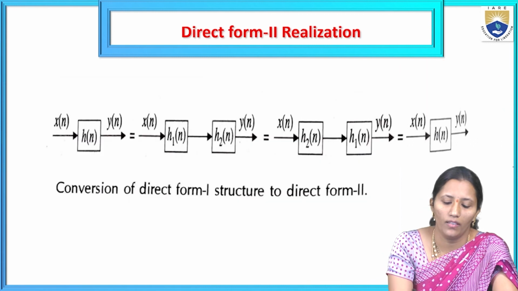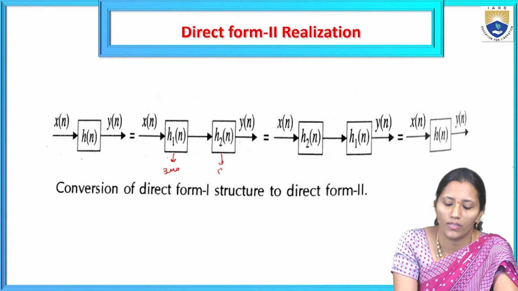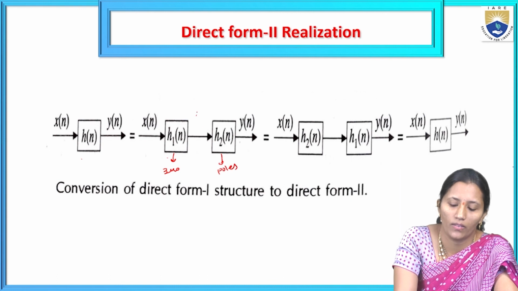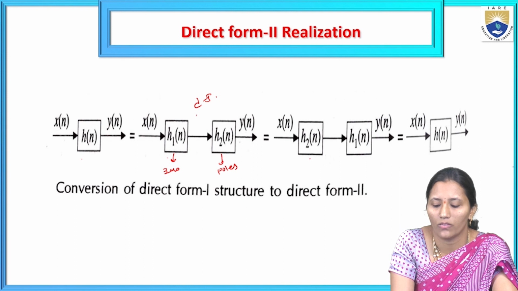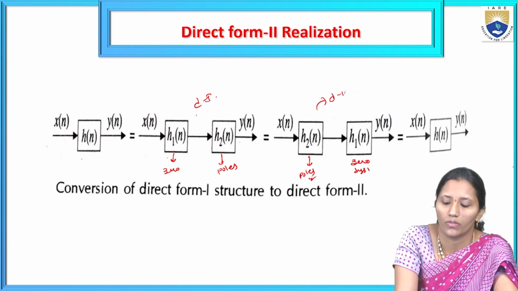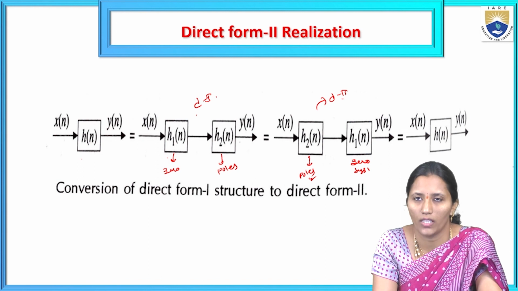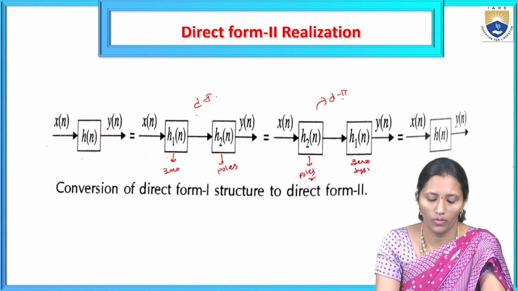So here h1 of n and h2 of n we are cascading. This is the zero system and the pole system. So this is in the direct form 1 structure. We can realize that as h2 of n, the all-pole system first, followed by the zero system. This is in the direct form 2 structure. Both are equal, but we are reducing the number of elements from direct form 1 to direct form 2.